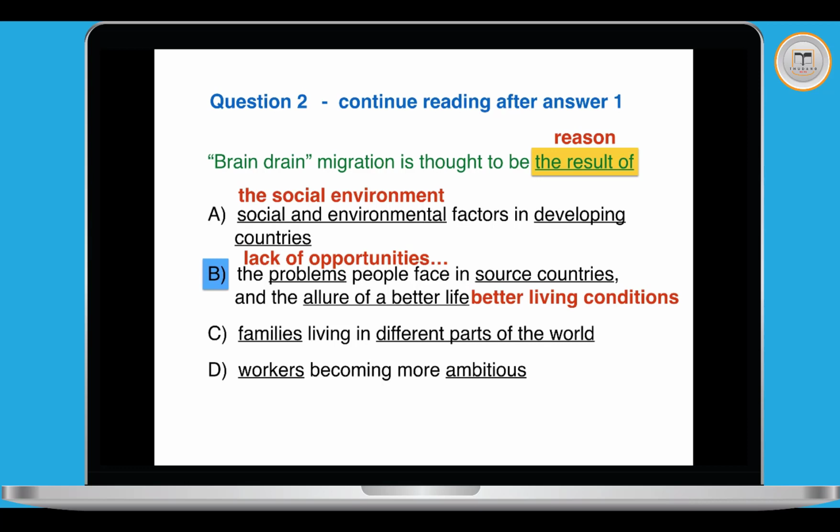Answer C, families living in different parts of the world. Well, that is mentioned, family members living overseas. And answer D, workers becoming more ambitious. Ambition is mentioned, but those two answers for me are not as good as answer B. Remember, we have to choose the best one. Definitely B was given as the key reason, but C and D, it just said they can be considered as individual reasons, personal reasons. I don't think they're the main reasons given for the brain drain in general. B is the best answer of those four.